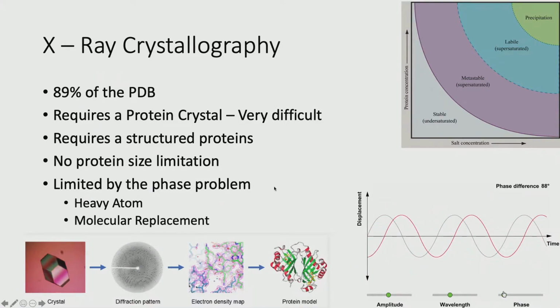So what you do is you start off with a crystal, you hit it with a load of X-rays, which then generates a diffraction pattern, and from there you can calculate the electron density, which then you use to fit your model.